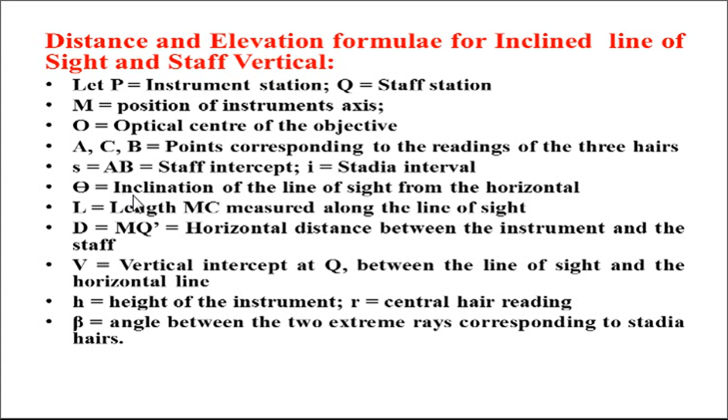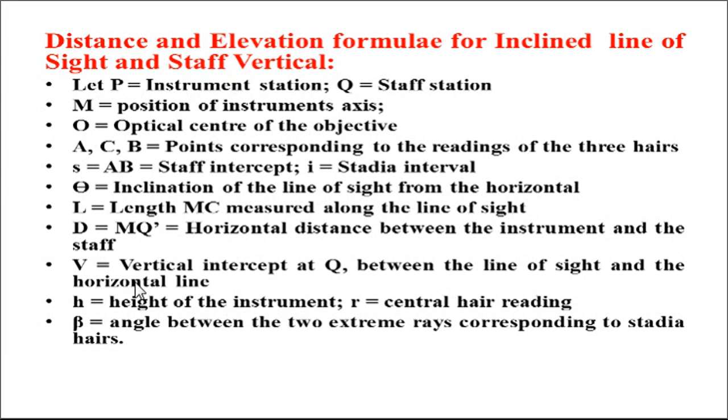Then theta is equal to the inclination of the line of sight from the horizontal. Whatever the upper hair and the bottom hair, the inclination is denoted by the letter theta. Then L is equal to the length MC measured along the line of sight. Then D is equal to MQ, the horizontal distance between the instrument axis and the staff station.